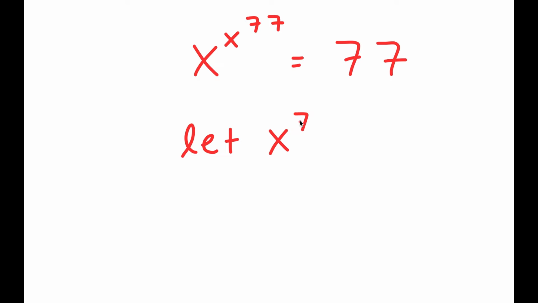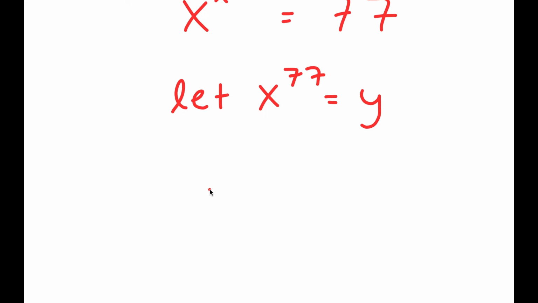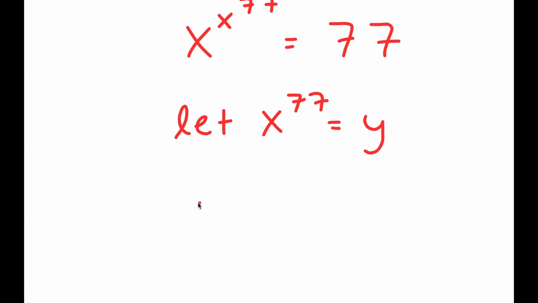Alright, so in this video, I'm going to solve the equation x to the power of x to the power of 77 is equal to 77. So to solve this, I'm going to first let x to the power of 77 equal to the variable y. So I get x to the power of 77 is equal to y. This is the equation I'm using.